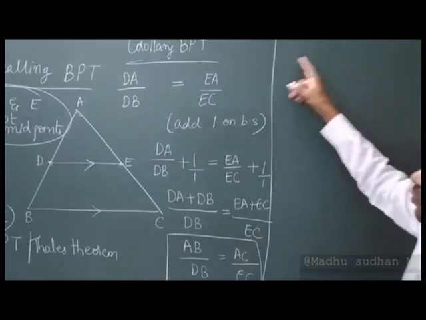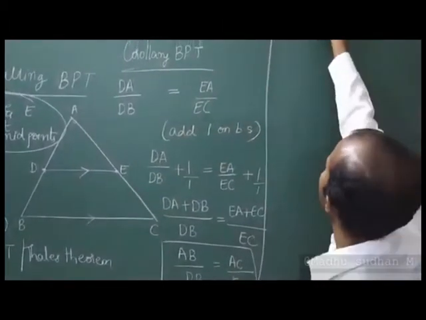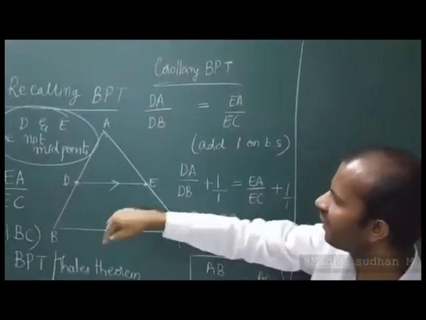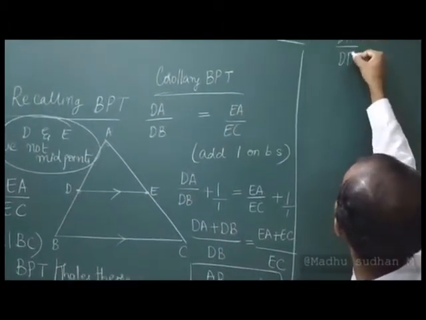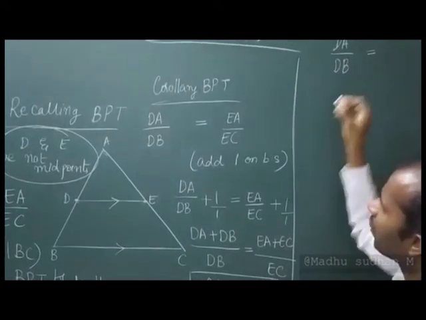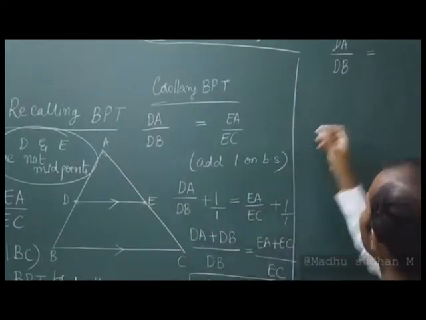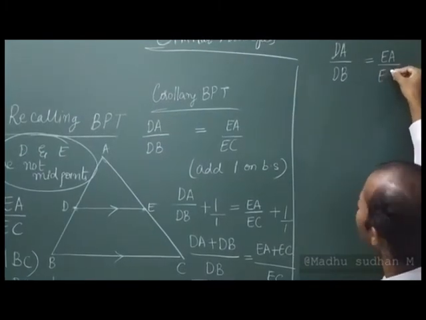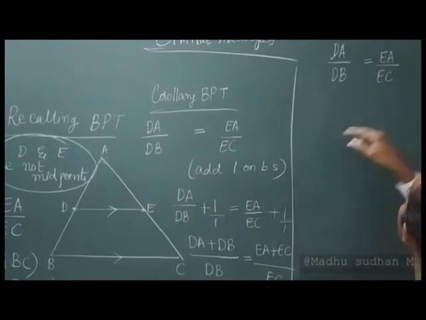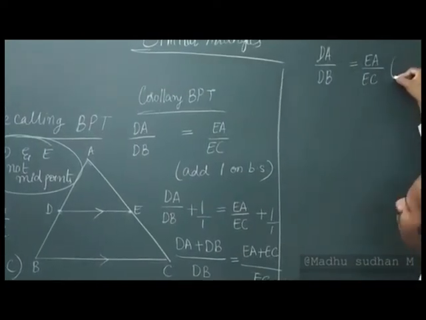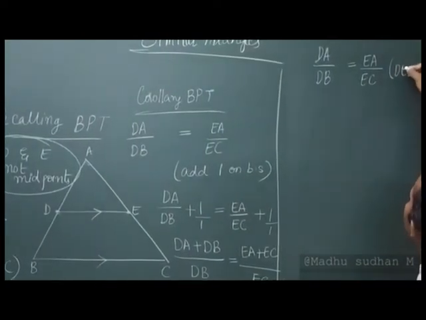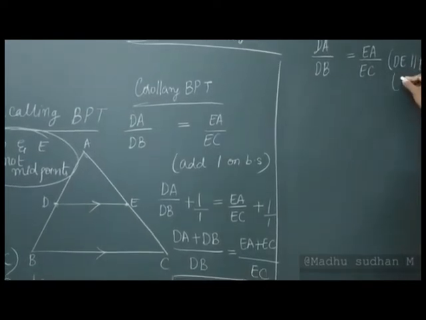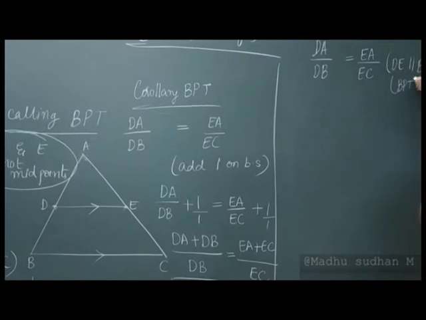Recalling the proof of BPT again: DA by DB is equal to EA by EC. Whenever we write that, it is very important to note to write DE is parallel to BC. So this is my BPT. This is the proof of BPT.